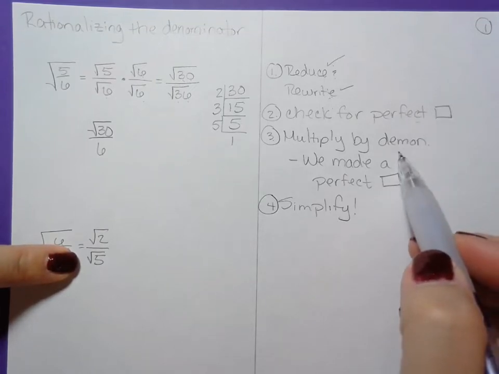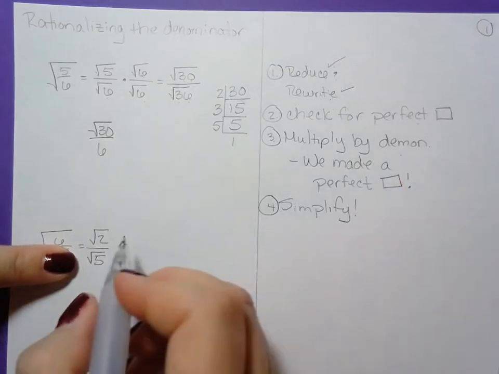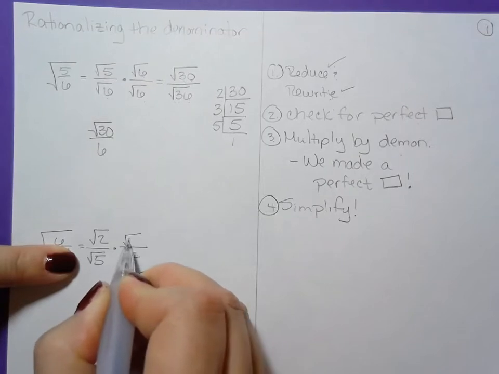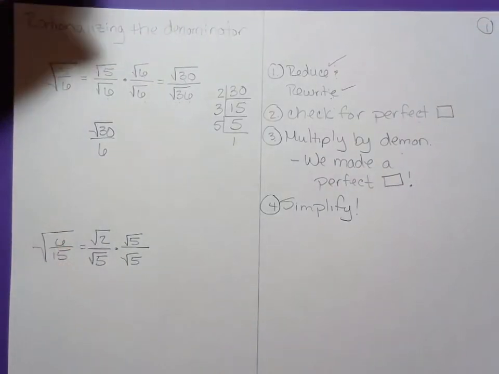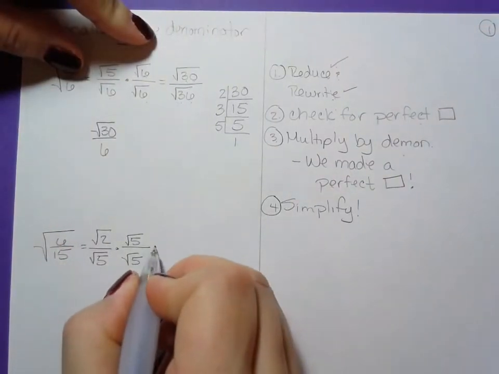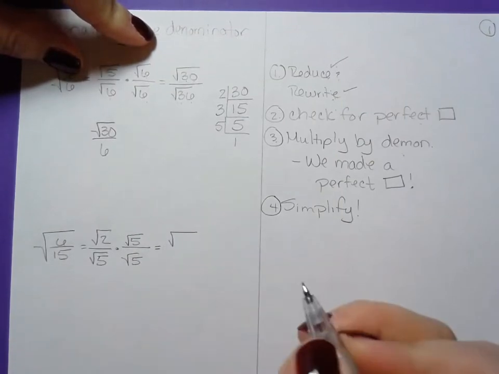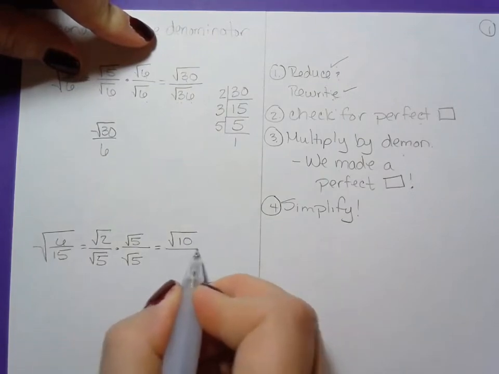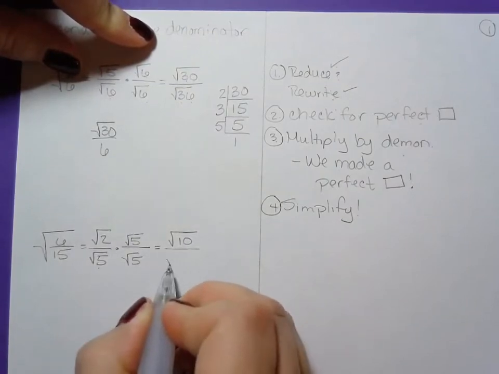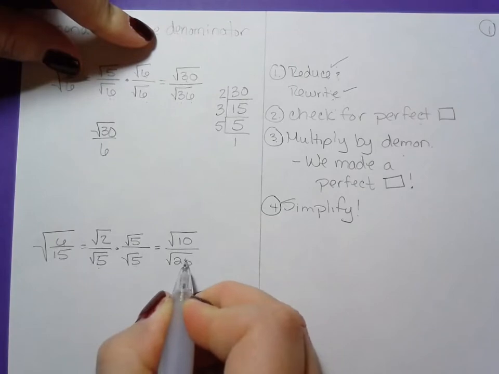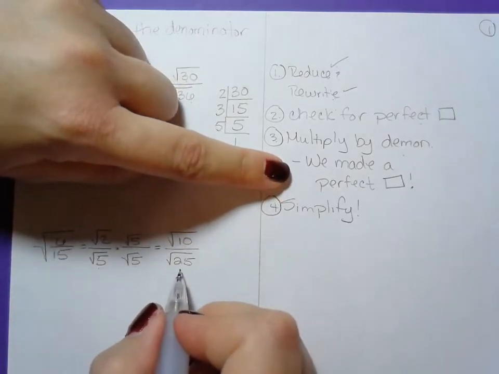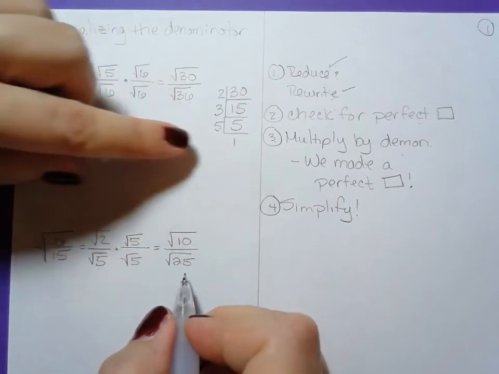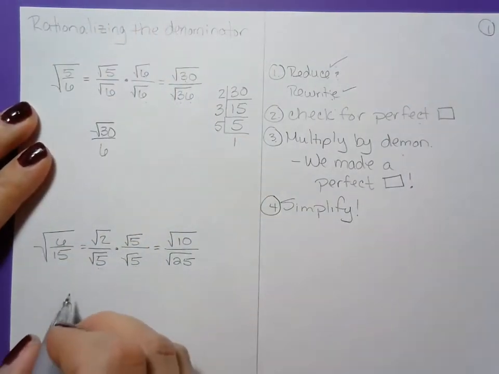So the next thing I want to do is multiply by that denominator. So I'm going to take the square root of 5, and multiply the square root of 2 times the square root of 5. So we keep the radical. 2 times 5 is 10. That's what we have on the top. On the bottom, we keep the radical, and 5 times 5 is 25. We made a perfect square. It is a perfect square. That's what we want because we want to get rid of the radical sign on the bottom of our fraction.